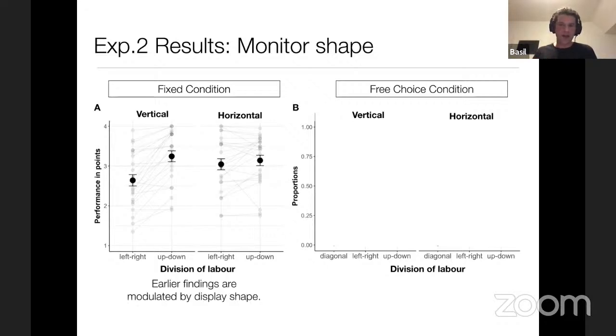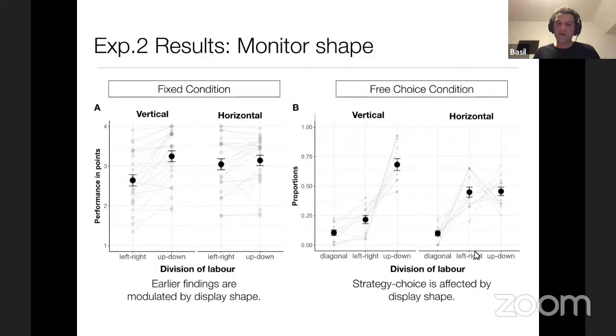So actually the earlier findings by Alvarez and Kaufmann seem to be modulated by the display shape. So the earlier findings are only true for a vertical display or a quadratic display, but they no longer apply to horizontal displays. If you now look at the free choice condition, we find that participants also adapt their strategy choices in line with the display in which they are performing their object tracking task. So for the vertical display, they have this clear up-down preference, but for the horizontal display, it's basically 50-50. So we also find that the strategy choice is affected by display shape.